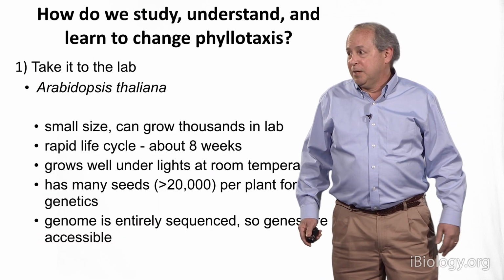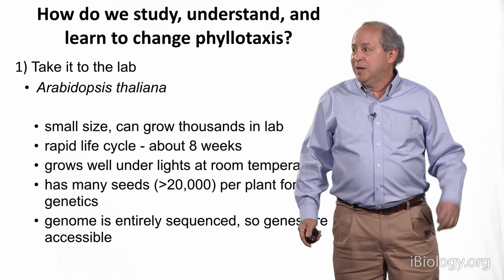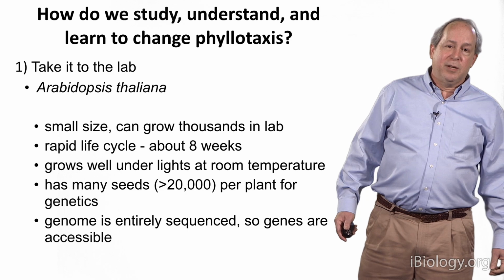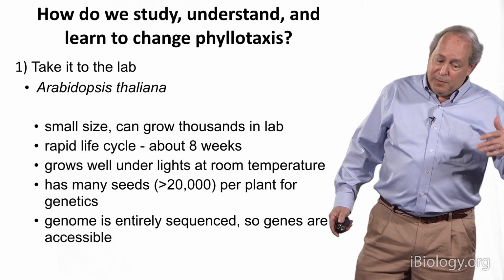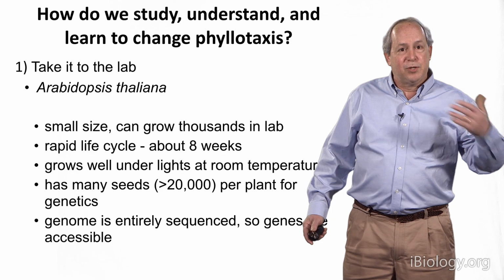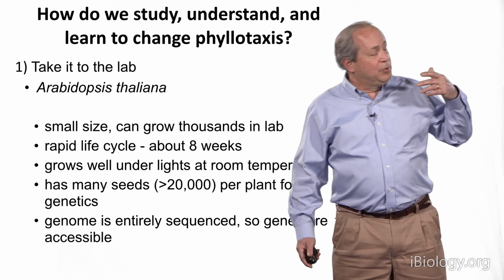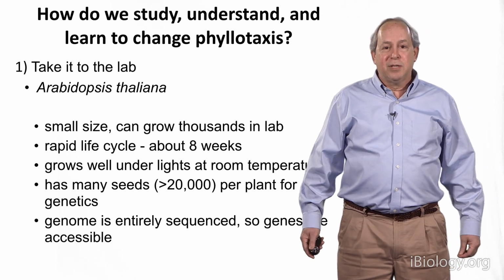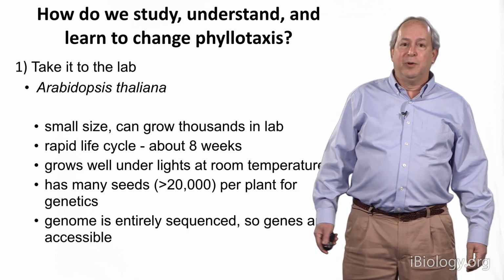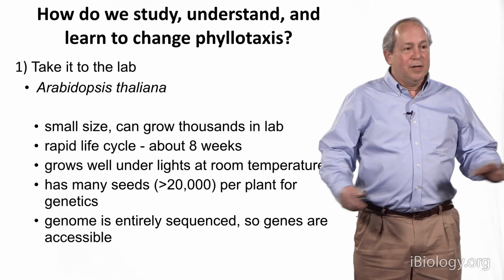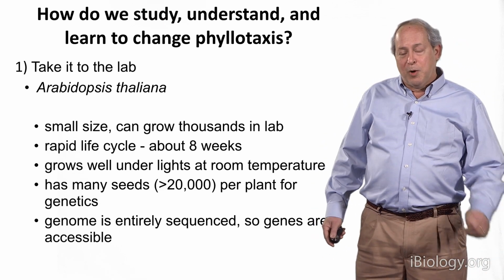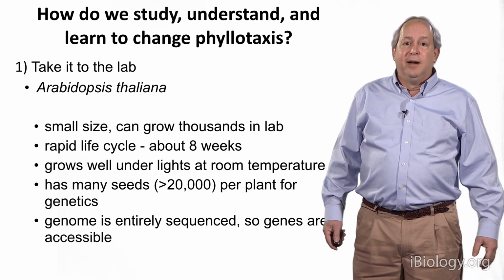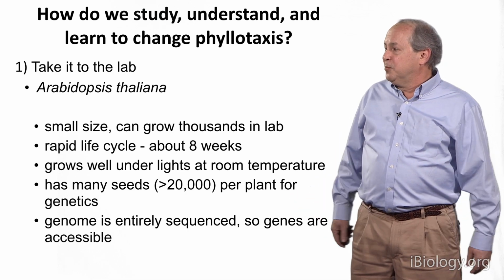It has other properties. The small size I've mentioned, it has a rapid life cycle. You can grow the plant from seed to seed in about 8 weeks. And so the sorts of genetic experiments that we'll be discussing can be done with great facility using this plant, while with the more traditional crop plants, there's 1 or 2 generations a year, and so the same amount of work takes a very much longer period of time to do. It grows very easily. It's a little weed that grows mostly throughout Europe and Western Asia, also in parts of Eastern Asia. It grows well under lights at room temperature.